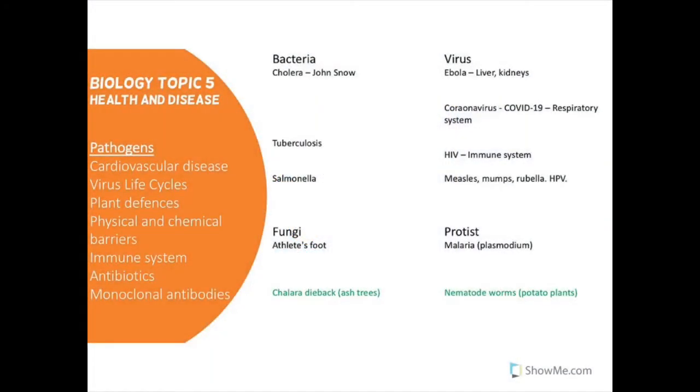This is a revision video for B5 Health and Disease, and this video is just for the triple students, so please only watch this video if you are in A1. And the first thing we're going to look at are pathogens.